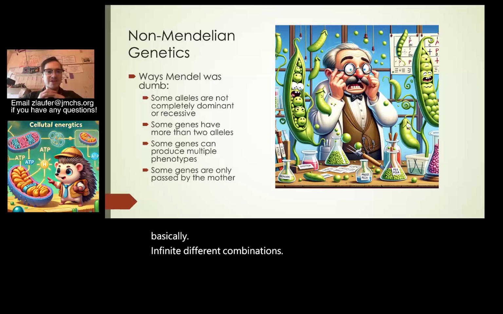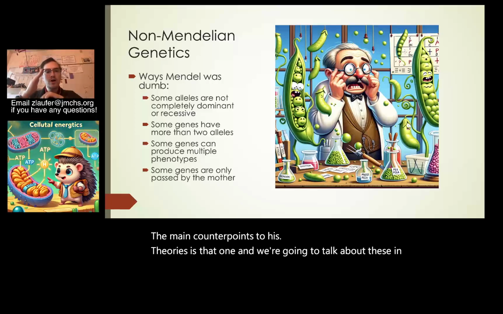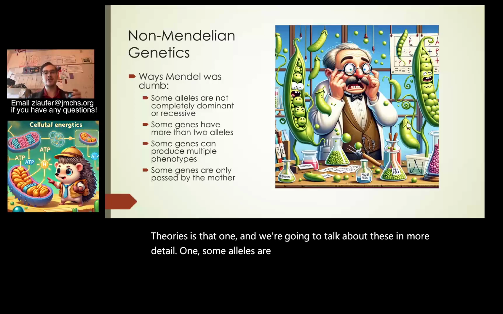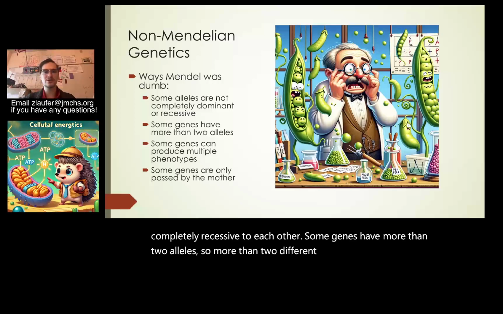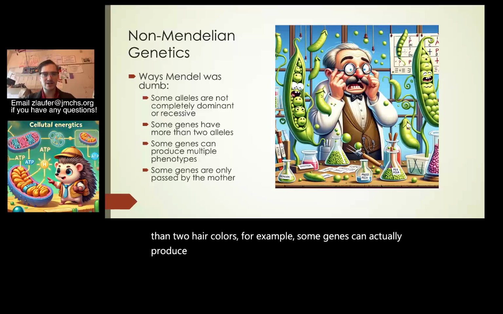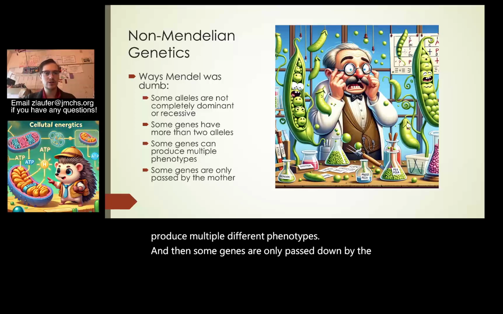So, non-Mendelian genetics, the main counterpoints to his theories, and we're going to talk about these in more detail: one, some alleles are not actually completely dominant or completely recessive to each other. Some genes have more than two alleles, so more than two different versions. There are more than two hair colors, for example. Some genes can actually produce multiple different phenotypes. And then some genes are only passed down by the mother.